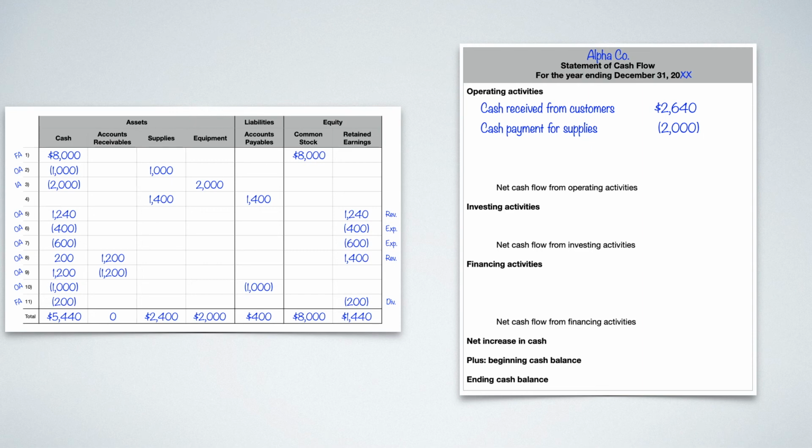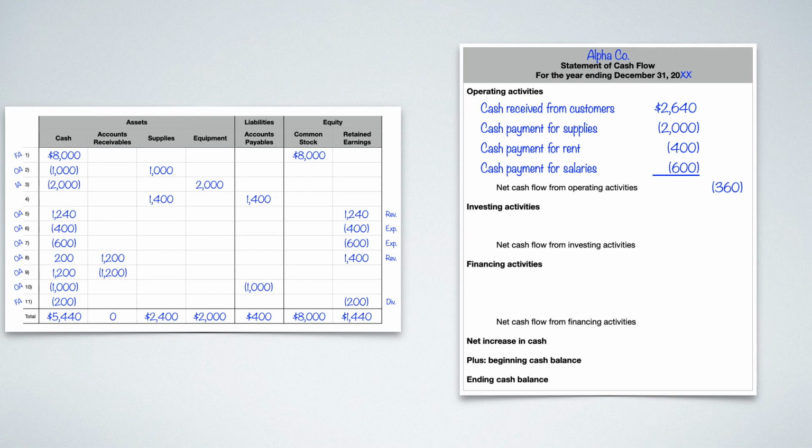All right, the next one that we have in OA that's going out is cash payments for rent, which is transaction 6. And so that was negative $400. It was paid for in cash. And then finally, the last OA that has cash going out is cash payments for salaries. And that was for $600. So I'm going to put negative $600 there. And if I total this up, this is going to give me a net cash flow from operating activities of negative $360. Now, what does that mean?